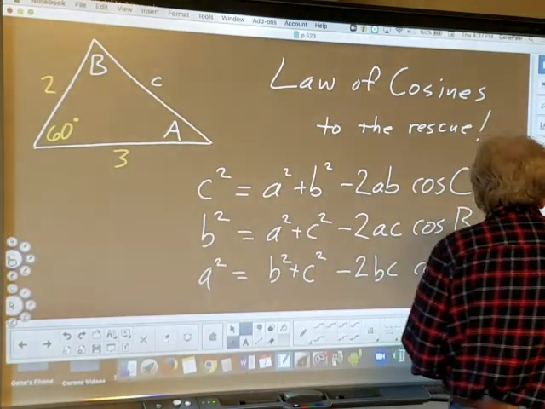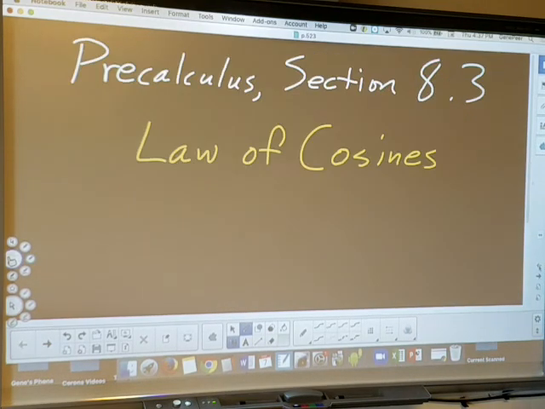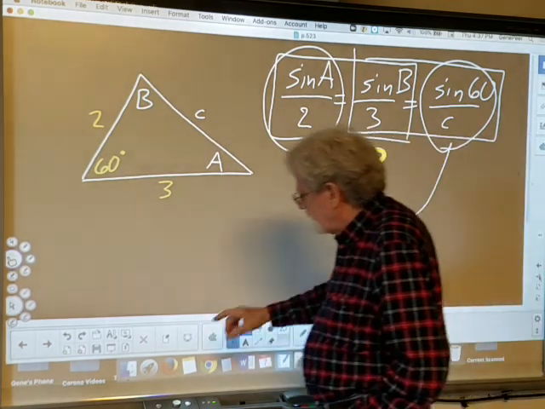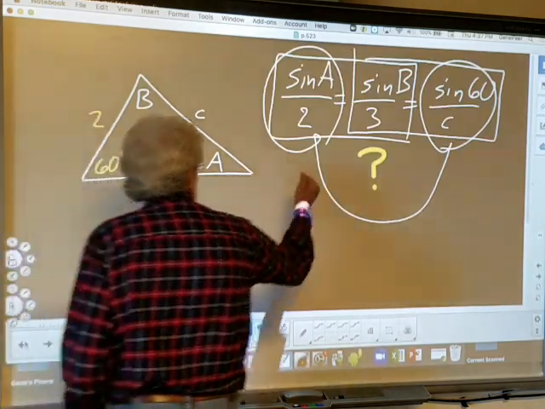By the way, I forgot to start at my introductory screen, which says that this is section 8.3, the law of cosines. I also forgot to clean up this particular screen. Oh, I'll go back here. Oh, I've really messed this up.